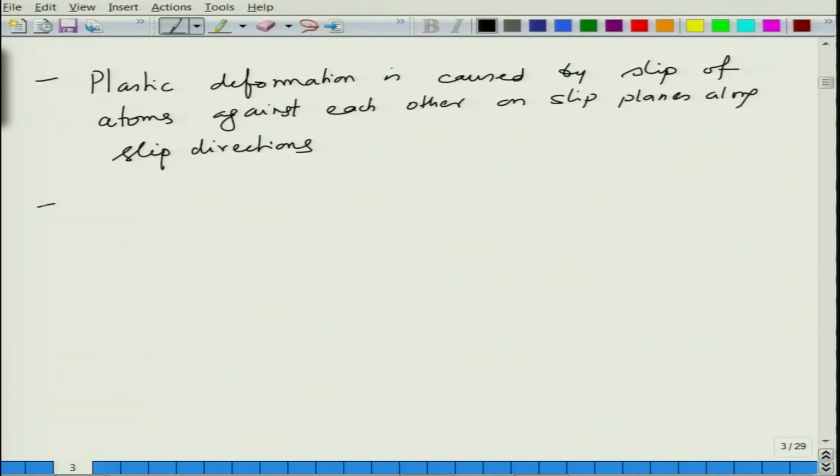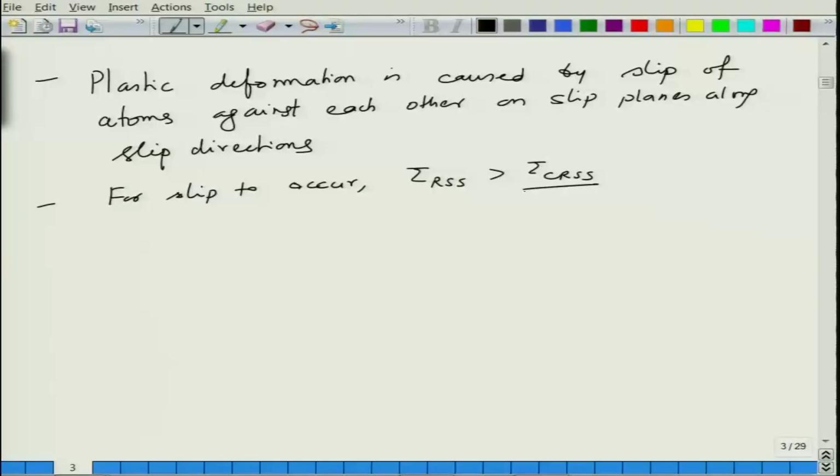Okay. Second point is, for slip to occur, your resolved shear stress has to be more than the critical resolved shear stress. Okay. So, it is a function of yield stress and orientation. So, only when your yield stress and orientation are such that the applied stress is able to exceed this CRSS are you going to be deforming.